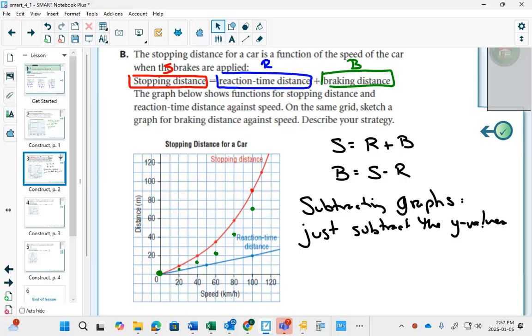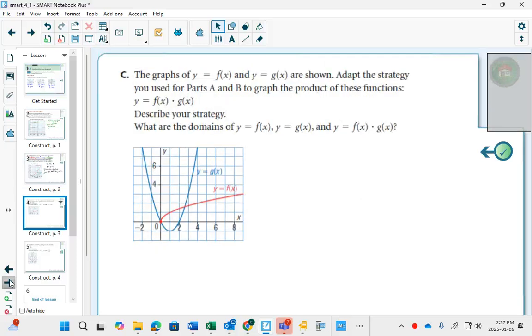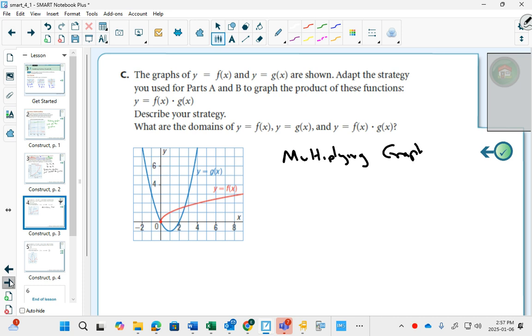All right. The next one. Well, if adding and subtracting was just the y values, what do you think you're going to do with multiplying? It's exactly the same. You just multiply the y values. But all of a sudden our mental math gets a little bit trickier. Because you could get like, oh, my one value is 1.8 and the other one's 3.7. I don't want to do that mental math.